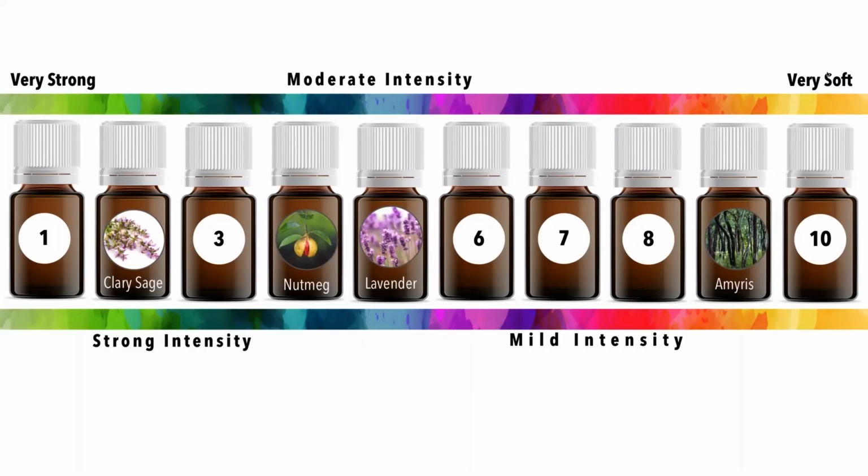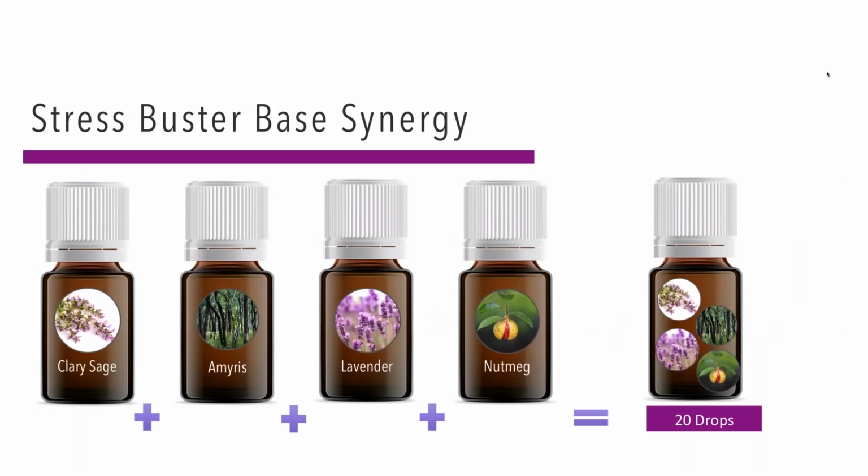When we look up the intensity scores of these essential oils, what we're going to find is that clary sage is a 2, nutmeg is a 4, lavender is a 5, and amyris is a 9. So we know we need less clary sage and more amyris to make this blend smell balanced. Let's translate the intensity scores to our base synergy.